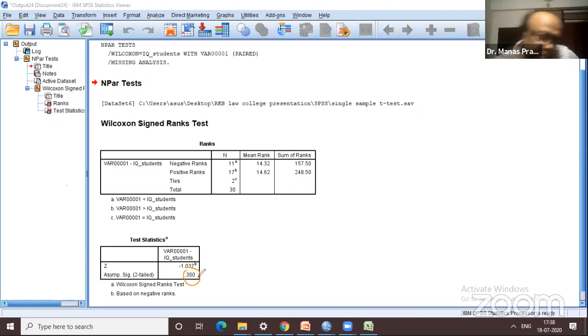The P value is greater than 0.05, so we accept the null hypothesis that the median IQ level of the students of this school is 100. We accept it because the P value is more than 0.05.